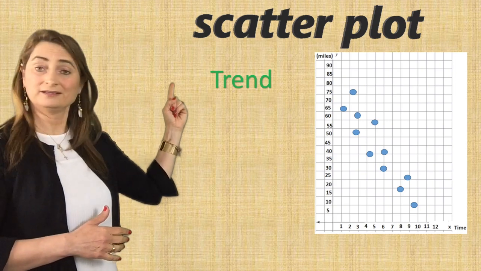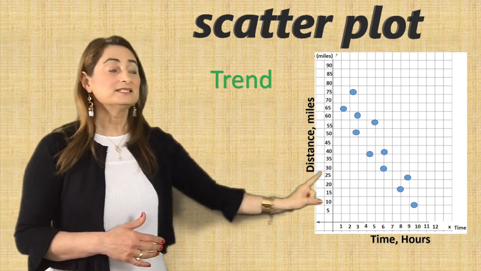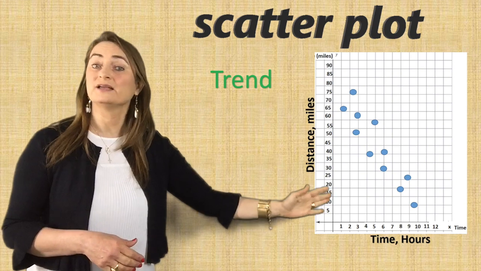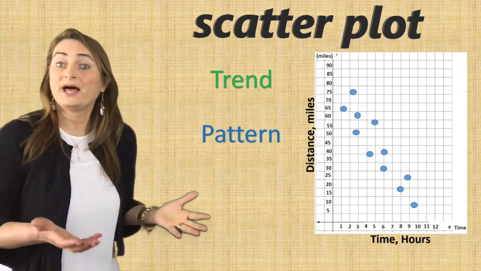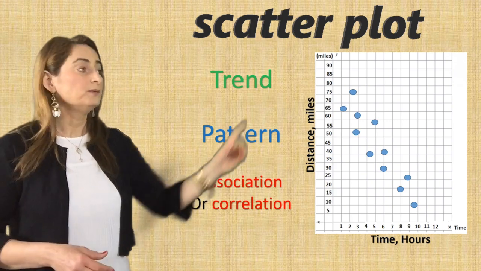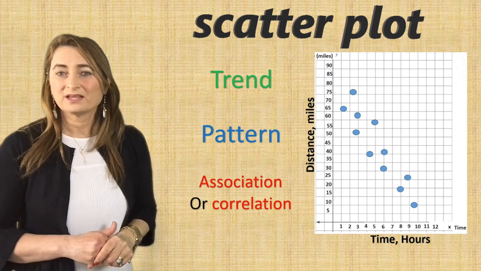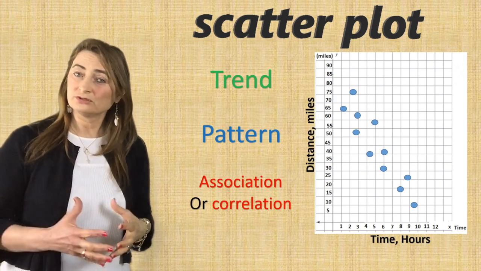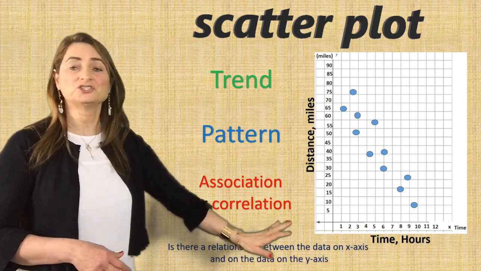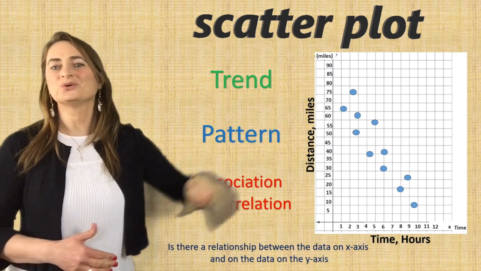Is there a trend between the distance, which is the y-axis, and the time, which is the x-axis? What's happening to the distance over time? Is there a trend? Is there a pattern? Is there an association or a correlation, which is the same, between the distance and the time in hours? If you're able to find that correlation or the pattern, then you are asking if there is a relationship between the x value and the y value on a coordinate plane.